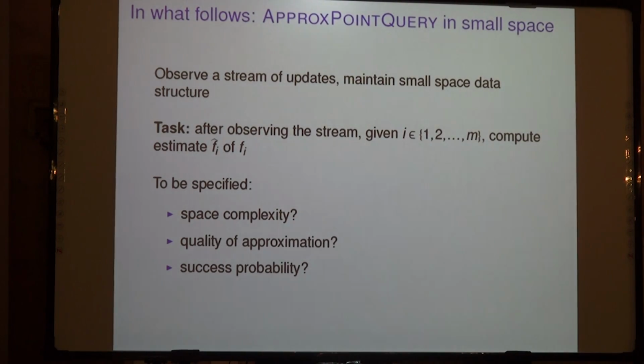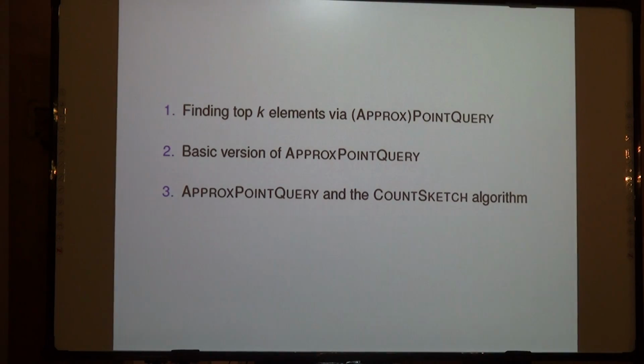There are several things that we still want to specify, namely, when I say small space, what do I mean? When I say it has a certain quality of approximation, I already said what I want, but I will need to set parameters. I'll need to show you how the quality of approximation depends on the space. And what is the success probability? Good. We'll get to this in a couple of steps. The first step will be to design a very simple version of approximate point query. It will not really work that well, but it will give us the main idea. And then we'll boost it by various tricks.